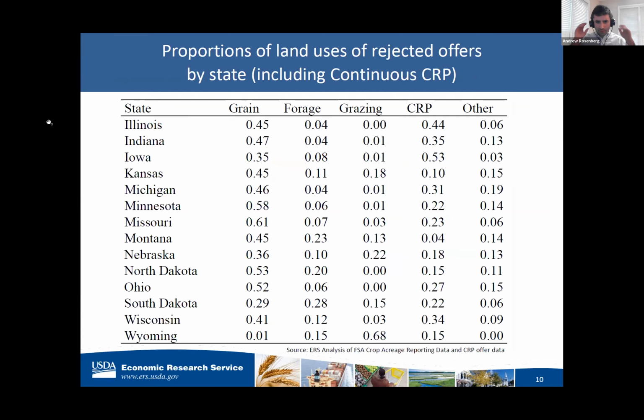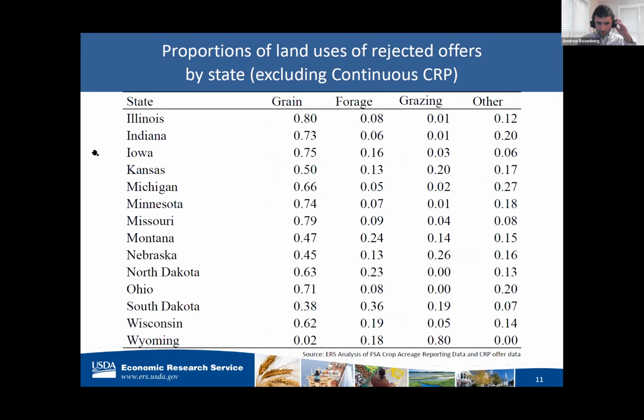And then in this slide, I'm actually going to skip to this next slide. So this is looking at the land use impacts across state, and it excludes land that goes back into CRP through continuous. So what you can see here is that there's quite a bit of variation. The states with the highest amount going into grain tend to be the states with the most land in grain, so the Corn Belt states. And then the states with less land in grain are also not that surprising: Nebraska, Montana, a very small amount, and Wyoming, only 2%.